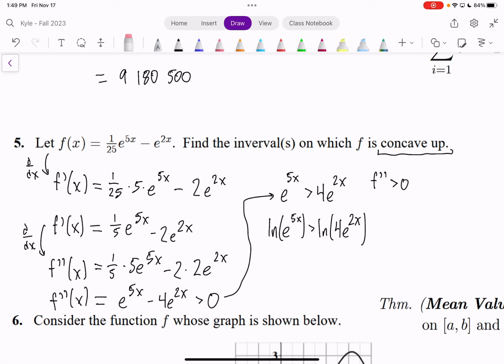Actually, you know what? How do we continue with this one? I'm actually not sure if that will work. Do you have an idea over there on that side? Let's see. Let's find out. You're saying factor out e to the 2x here?